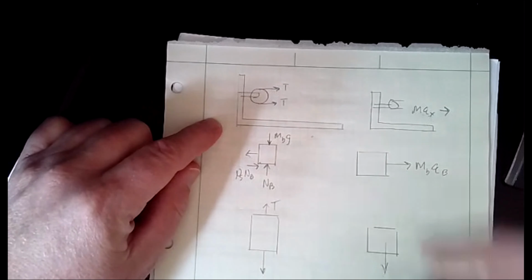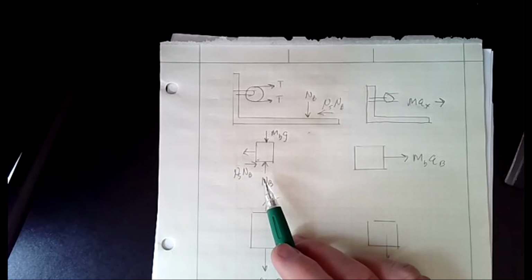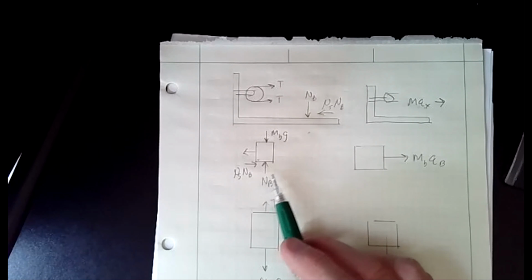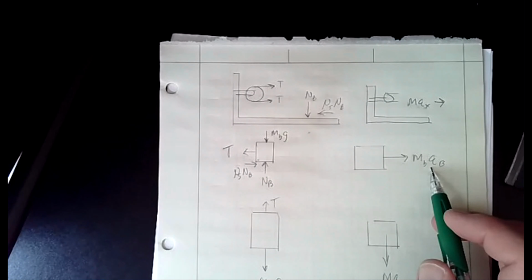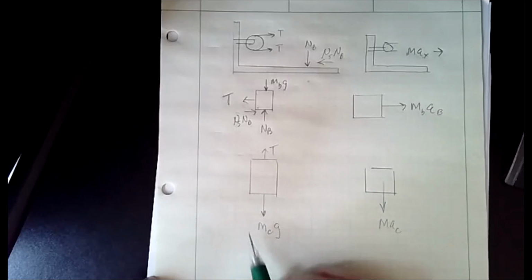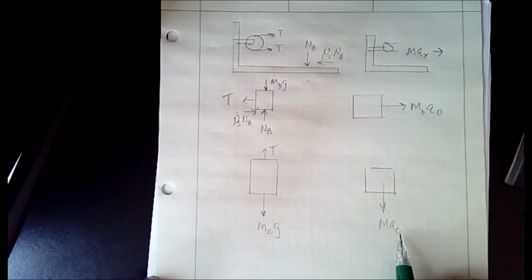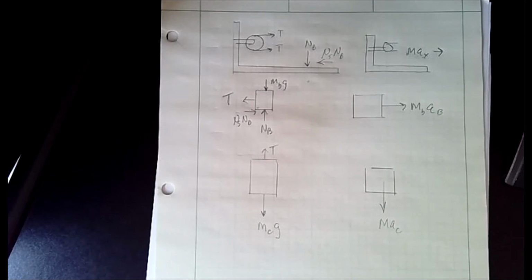And then you also have for block B the normal force B, mass times gravity, mu static N_B, and then tension here. And then our mass times acceleration is our kinetic diagram. And then lastly, for the hanging mass, we just have tension and mass times g, and then our kinetic diagram is just mass times acceleration. So hopefully that makes sense to you guys.